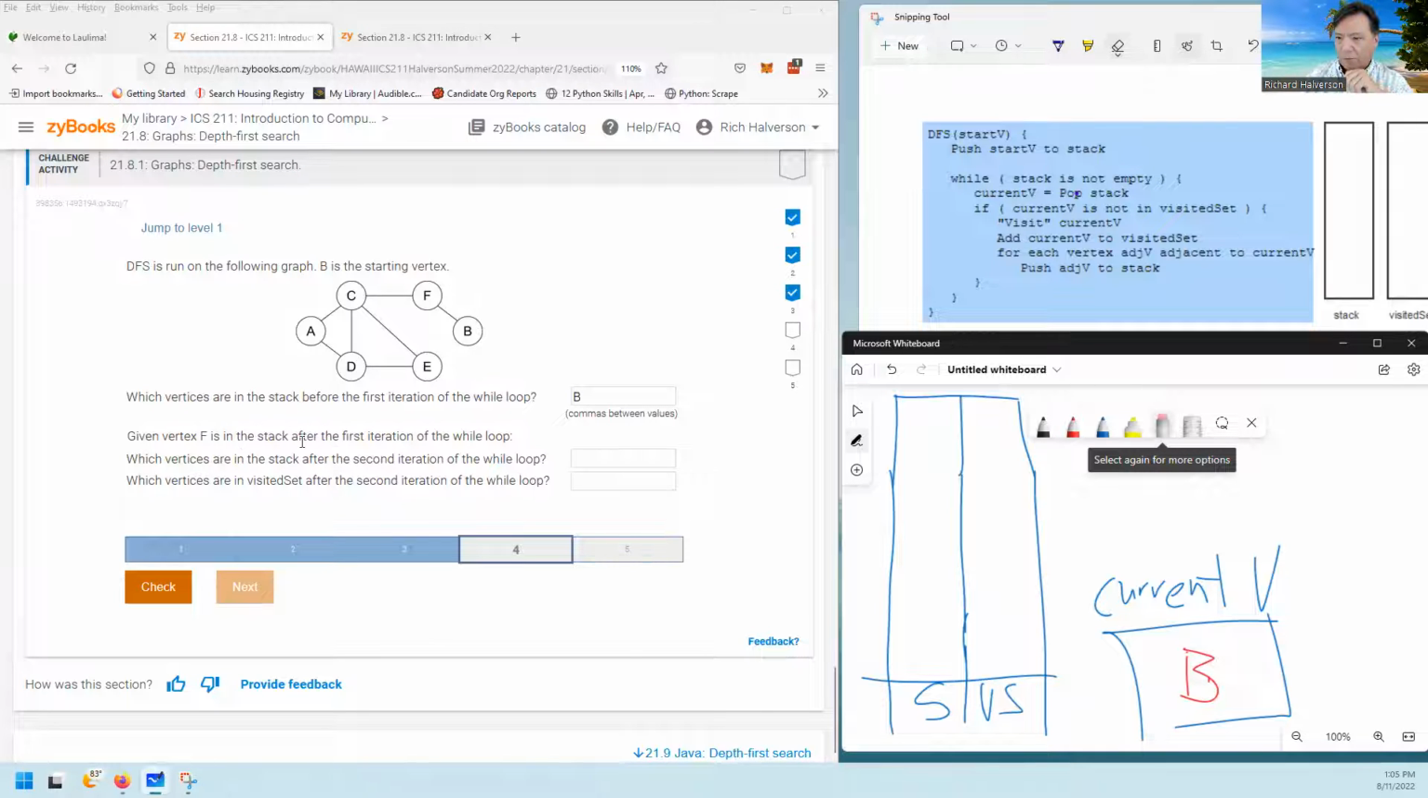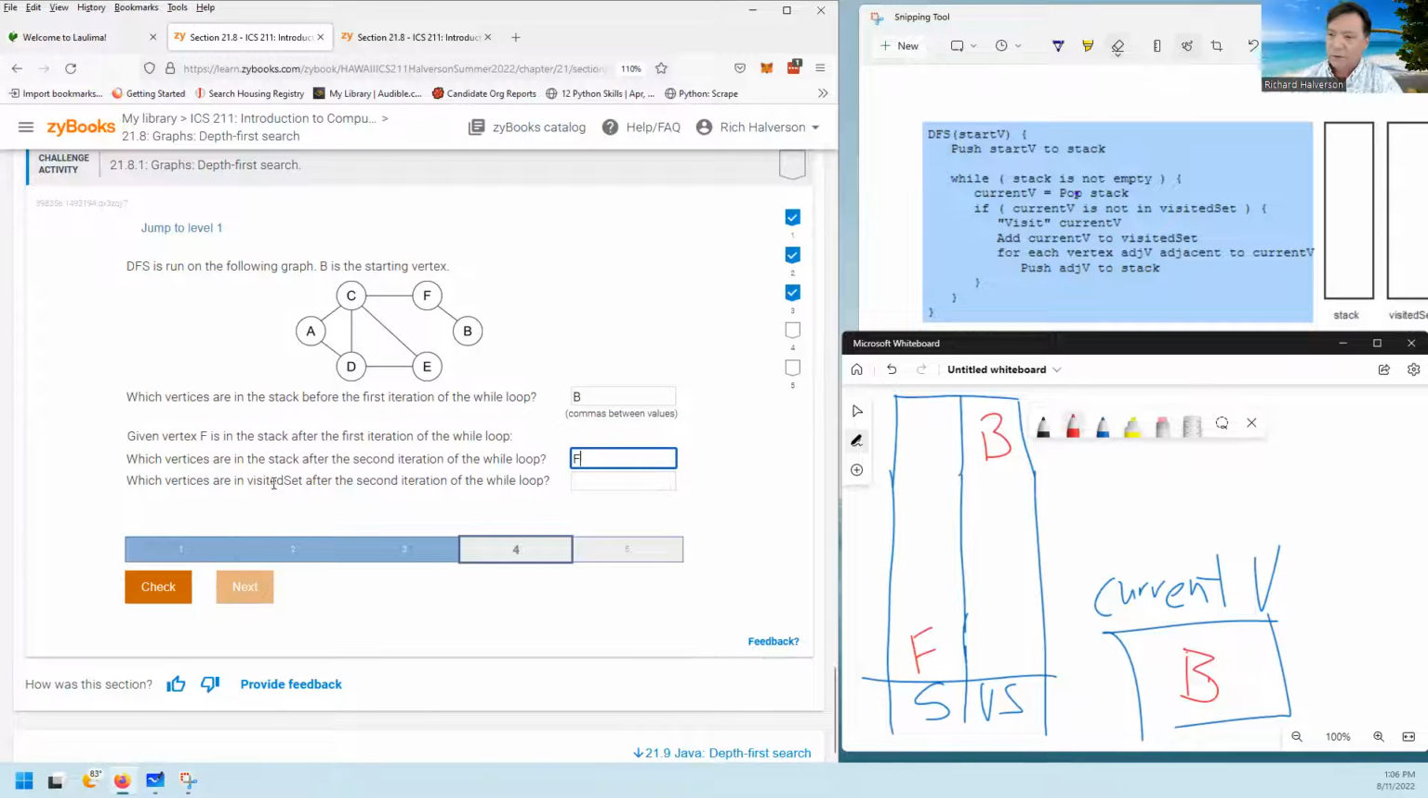Then given F is in the stack after the first iteration of the loop. Because B is the start, F gets thrown into the stack when B is processed. When processing B, it puts B here, and it puts F here because F is the only vertex adjacent to B. What are the vertices in the stack after the second iteration of the loop? Well, it's F.